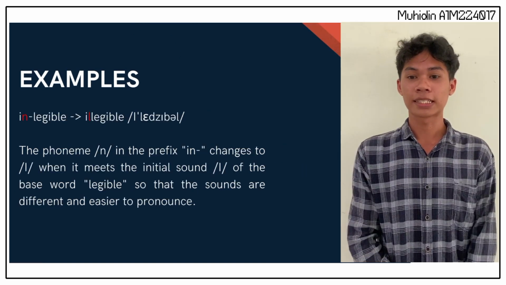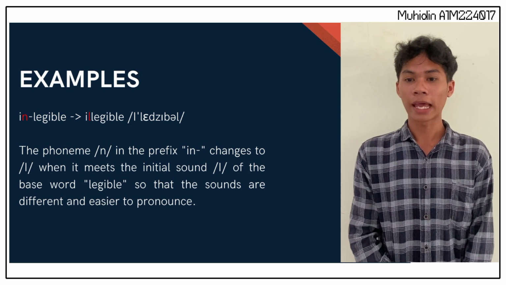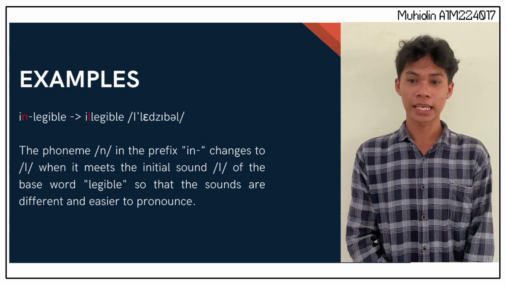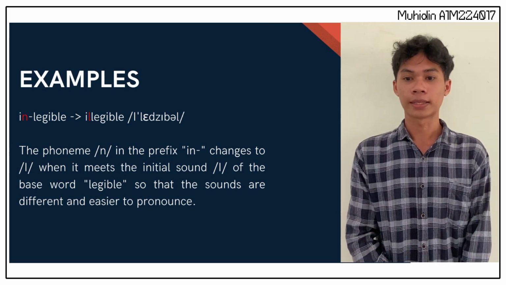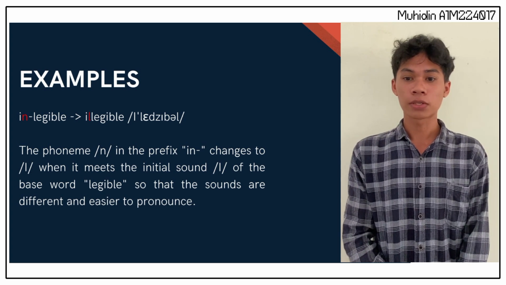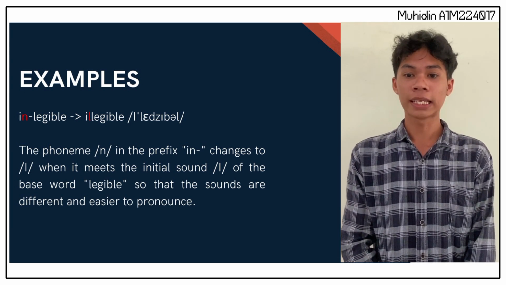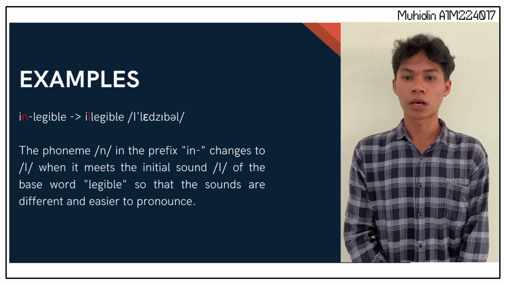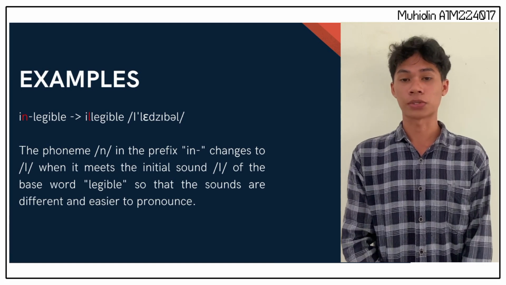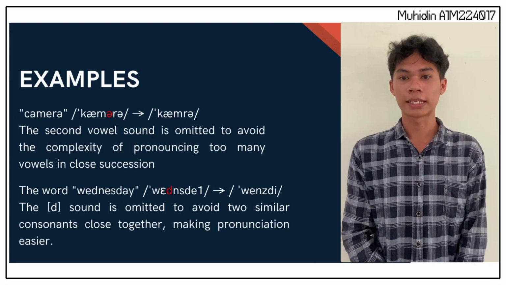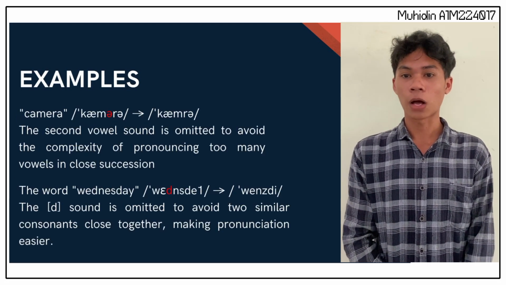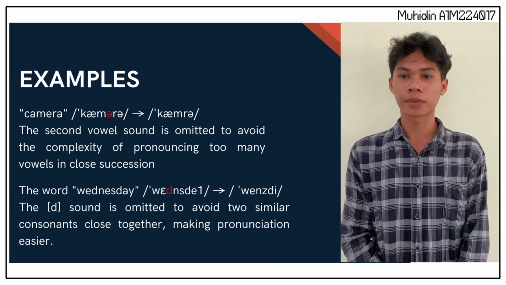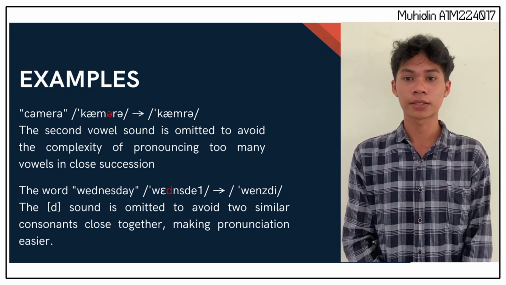Third example is illegible. The phoneme N in the prefix "in" changes to L when it meets the initial sound L of the base word legible, so that the sounds are different and easier to pronounce. The next example is family. The second vowel sound is omitted to avoid the complexity of pronouncing too many vowels in close succession.